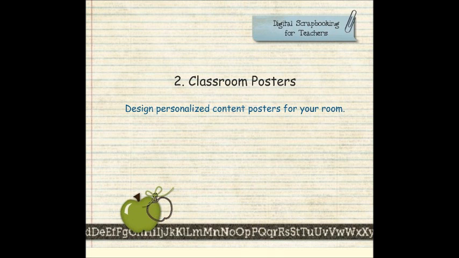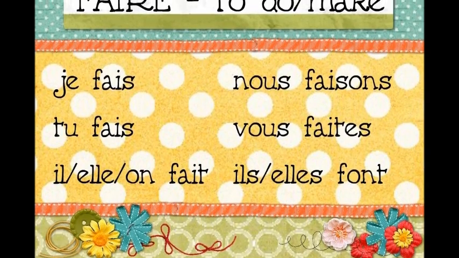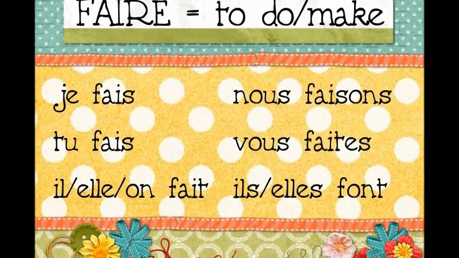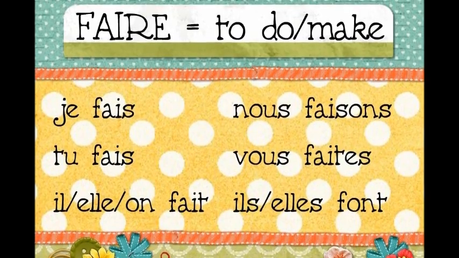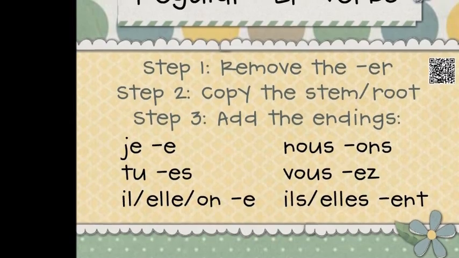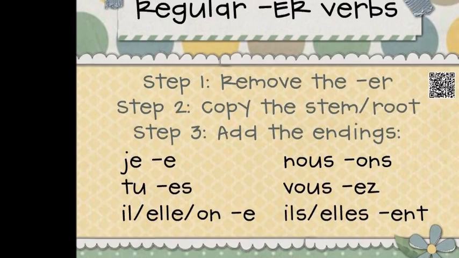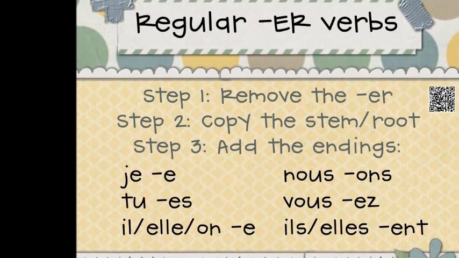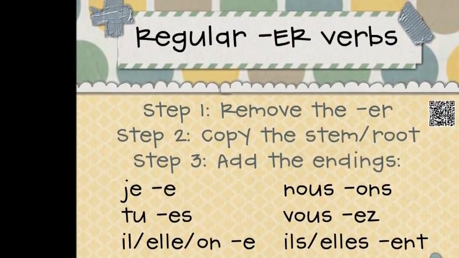Much more interesting. Also, you can design your own classroom posters. You can make them personalized for the content, make them match the things in your own room. And so here are some examples. Now, again, I'm a French teacher, so here is one for the word faire, to do and to make. And here is one for ER verbs. In the upper right-hand corner, you see a QR code, so kids can actually scan that and see a video.